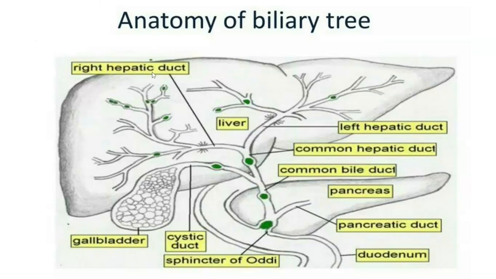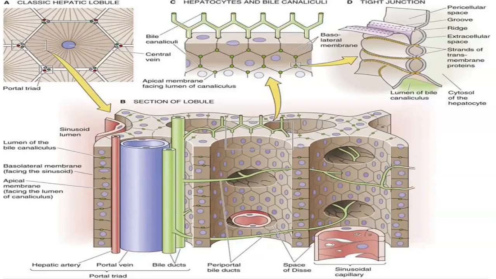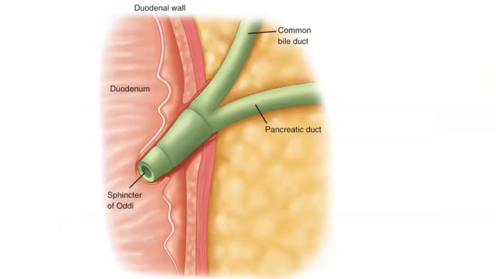As you can see here, the right hepatic duct, the left hepatic duct, common hepatic duct, the common bile duct, and the pancreatic duct form here the ampulla of Vater and then open into the sphincter of Oddi. As you can see here, this is the ampulla of Vater and common duct and all of these structures. So this is the sphincter of Oddi.